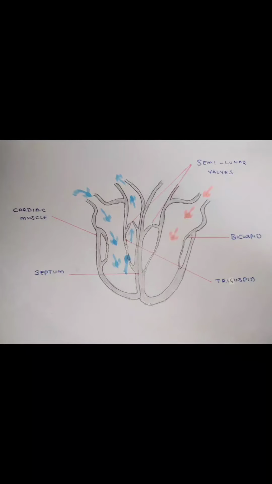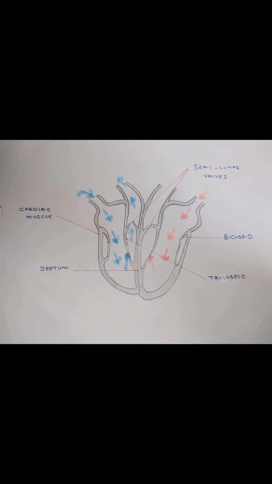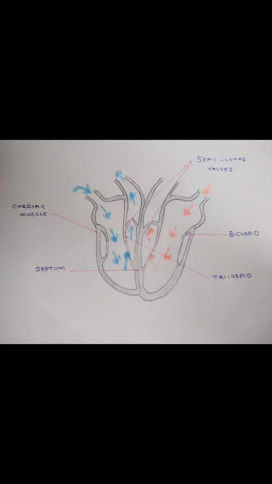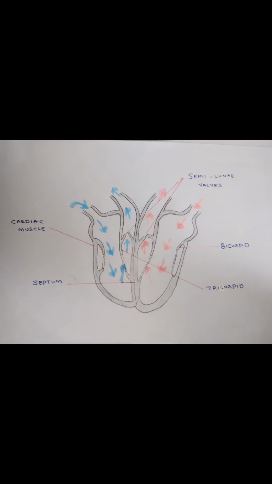The left atrium contracts, pushing the blood through the bicuspid valve into the left ventricle. The left ventricle then contracts, ejecting the blood through the aorta and into the rest of the body.